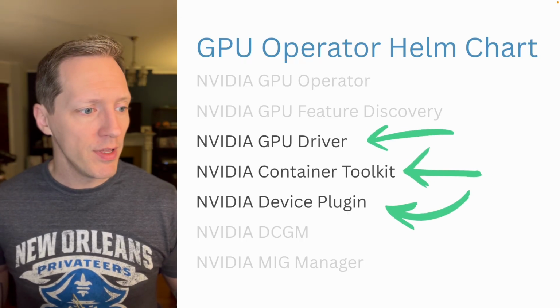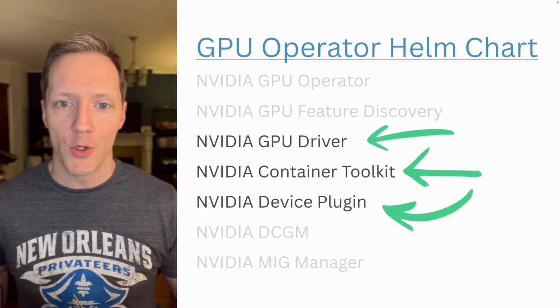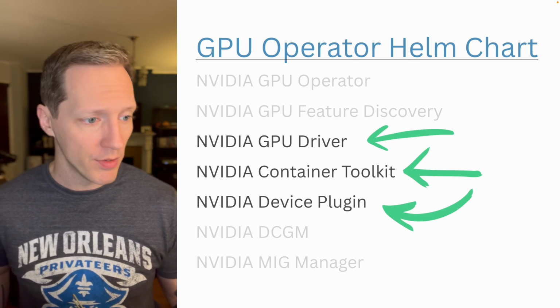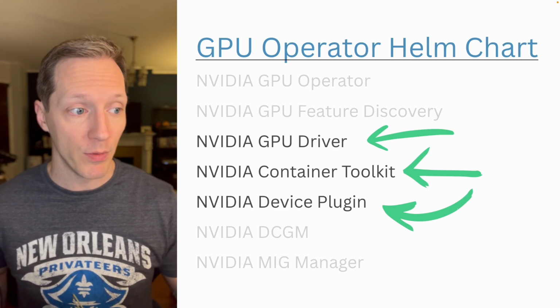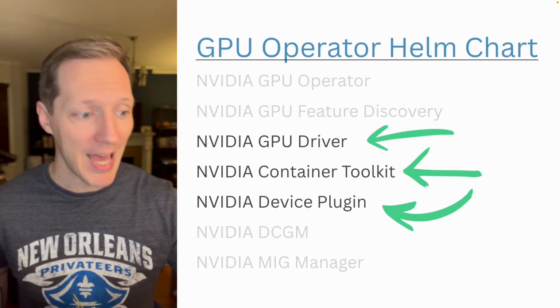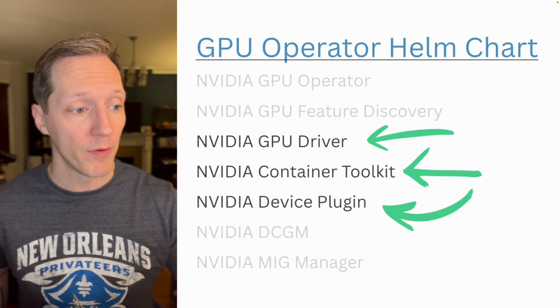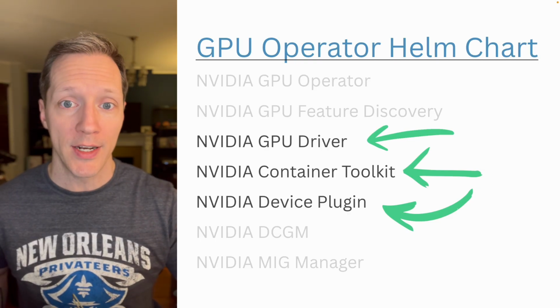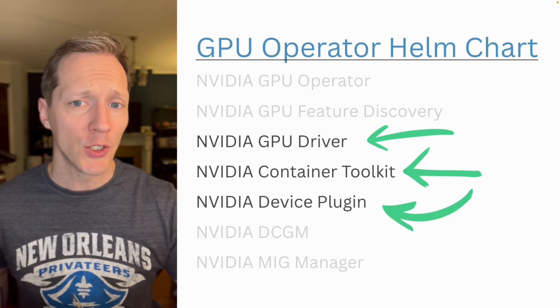In fact, the 3 things that actually make your Kubernetes cluster work with AI pods are these right here: the GPU driver, the container toolkit, and the device plugin. Now, there are other features, right? There are a lot of other features that you may want to use, but for a lab server or a small cluster that you want to manage yourself, this is all you actually need.